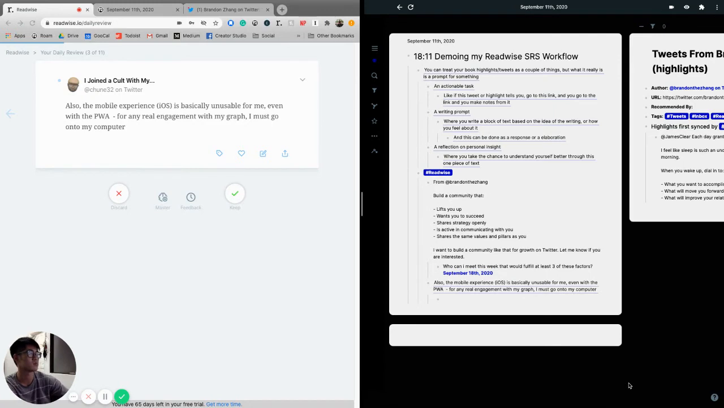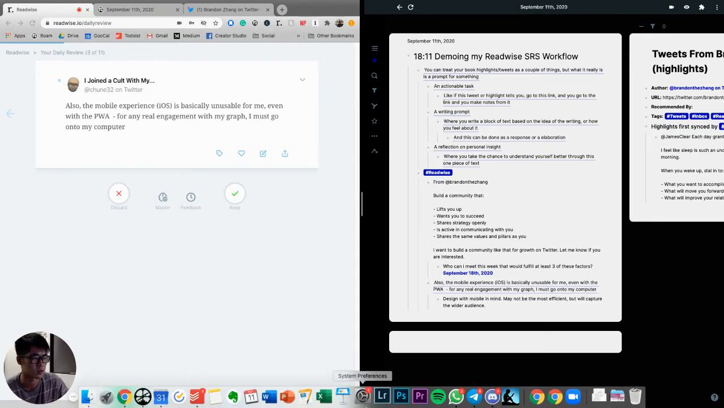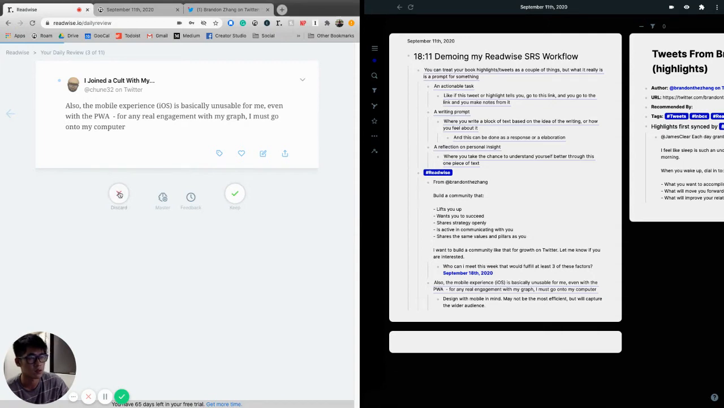And then from here, it's maybe not a writing prompt, but kind of a reflection or actionable task, along these lines, like when designing with mobile, it may not be the most efficient, but will actually be. So next time I just think about the word design and I just search it. Design will be there. Easy, easy. So I'll delete this because I don't really need it.